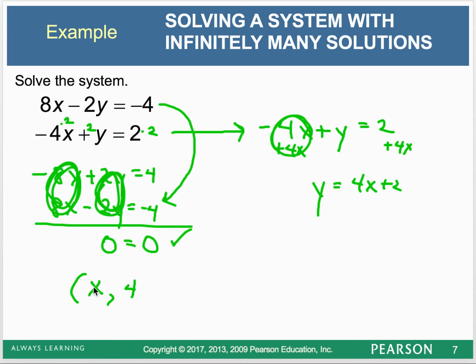So now we have x, and y is 4x plus 2. Our key is we want these to have the same variable, right? Whatever we solve is arbitrary, so we can get any points we want. Let's say x is 3. If x is 3, then 12 plus 2 is 14. Oh, there's a solution. If x is 1, 4 plus 2 is 6. There's another solution. So when I write my solution like this, I can get any particular solution I want.